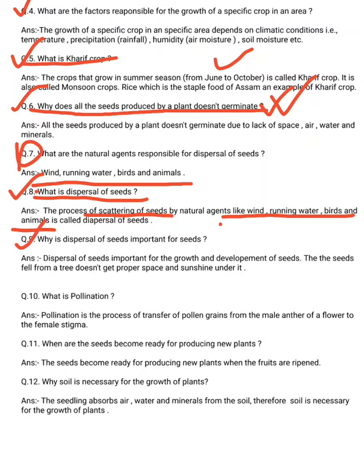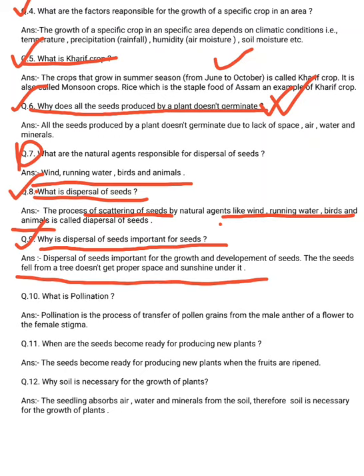Question number 9: Why is dispersal of seeds important for seeds? Why is dispersal important for the seeds? Answer: dispersal of seeds is important for the growth and development of seeds. The seeds that fall from a tree don't get proper space and sunshine under it.